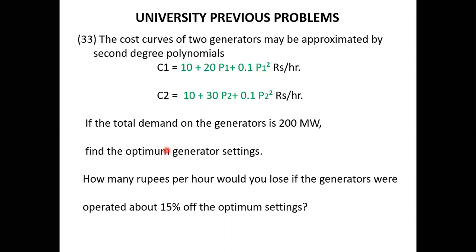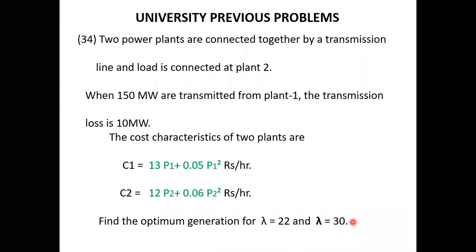Then compare the first case and the second case. Then easily you can understand how many rupees you would lose if the generators were operated at 15% off the optimum settings. Okay, this is the answer for your second bit. The same approach we have done in example 7 and example 8. The same model we have taken in example 7 and example 8. So that's why I'm leaving this problem for your practice. Okay. Similarly, consider one more problem.